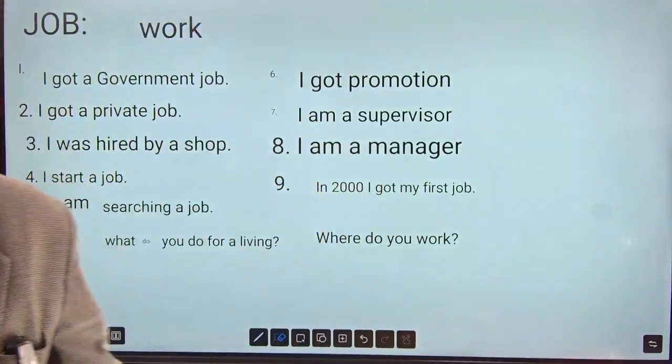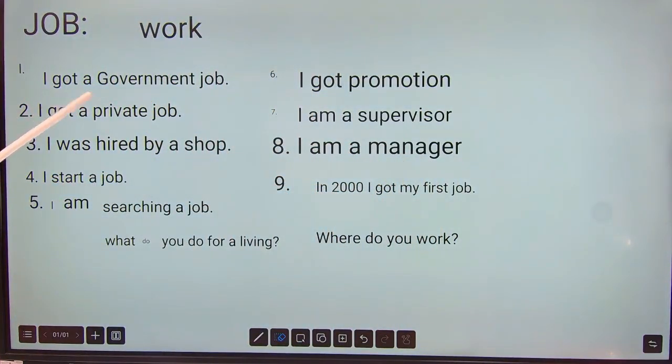So we'll learn some sentences here when you go for a job. See the board here, I got a government job. That means you're working for the government. Got a government job, maybe anything. I got a private job. If you're working in a private firm, it can be Apple, it can be Amazon, it can be Google. I was hired by a shop. You're working in a shop.